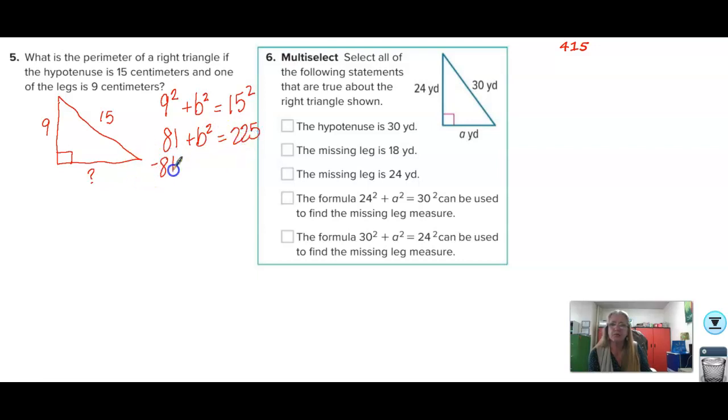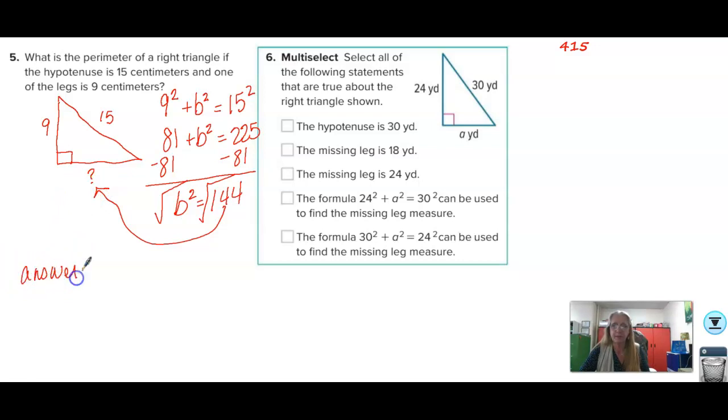So then we would have to subtract 81 from both sides like we always do when we're missing a leg. And we would have b squared is equal to 225 minus 81, 144. Oh, that's going to work out so nice. If you know your 12 times tables, you know what I'm talking about. Take the square root of both sides and you'll have the missing side right here. Okay, that number is how long that side is. But remember, the answer to this one is going to be 9 plus 15 plus the side we don't know.